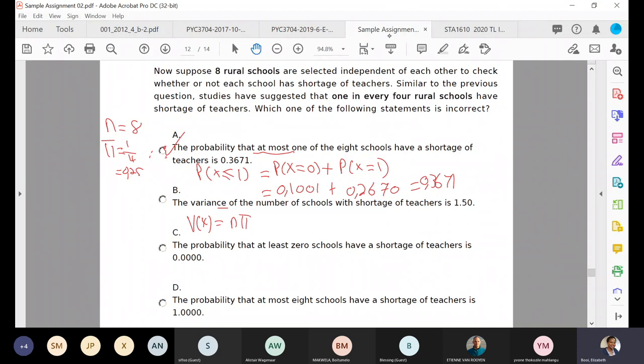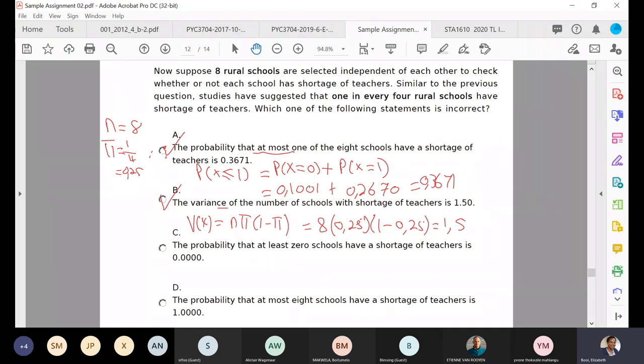And here they say we need to find the variance, and finding the variance, we say n times pi times 1 minus pi. So our n is 8. Let's get rid of 10. It's 8. N is 8. Pi is 0.25 times 1 minus 0.25, which is equal to 1.5. That is correct.